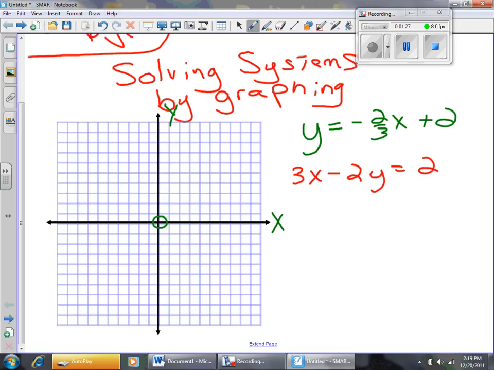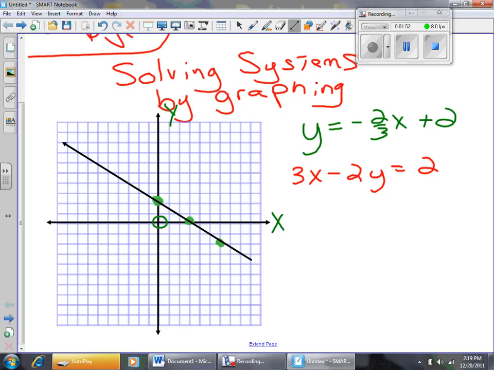All right, I'm going to go ahead and graph these. I'll do the green one first. It's in slope y-intercept form. I have a y-intercept of 2. And I know the slope is -2 over 3, so down 2, right 1, 2, 3. There we go, and I can draw my line. Of course, it's a solid line because it says equals.